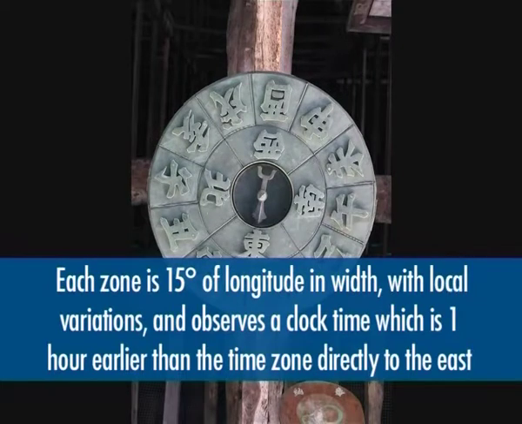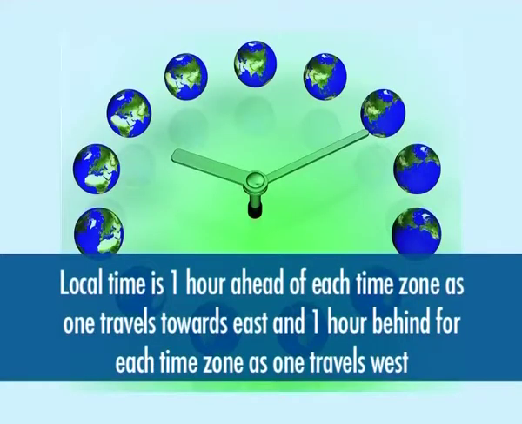Each zone is 15 degrees of longitude in width with local variations, and observes a clock time which is 1 hour earlier than the time zone directly to the east. In other words, local time is 1 hour ahead of each time zone as one travels towards east, and 1 hour behind for each time zone as one travels west.